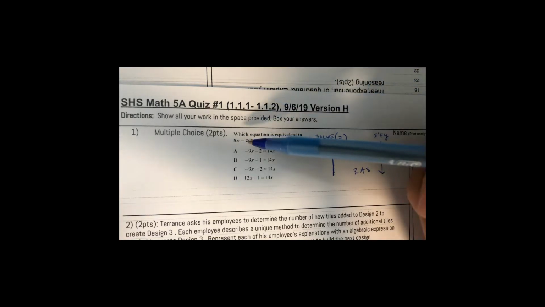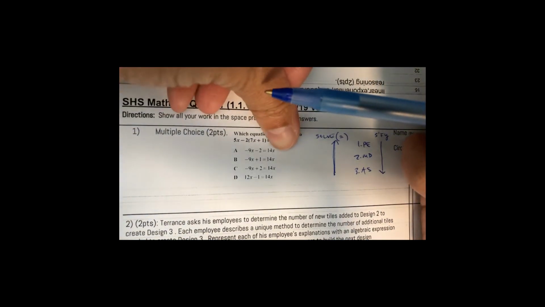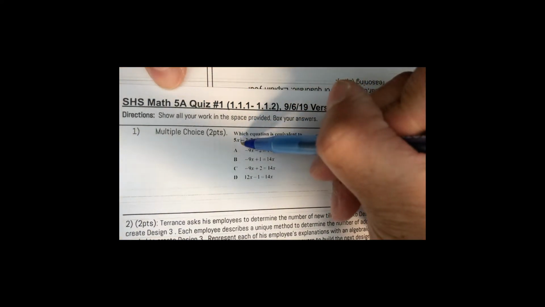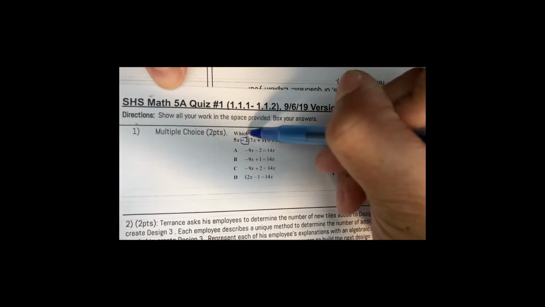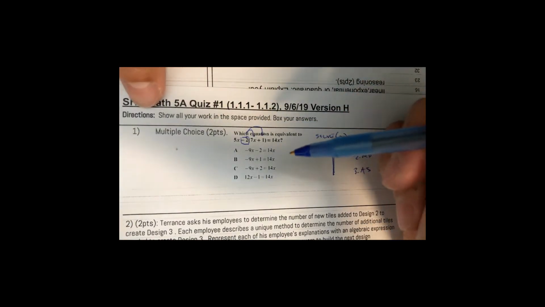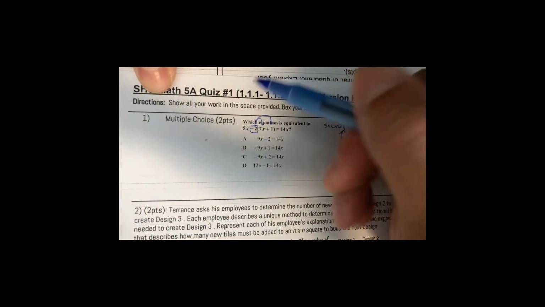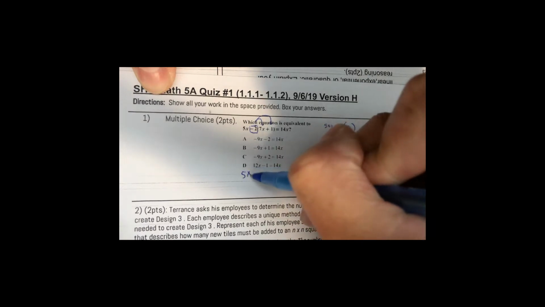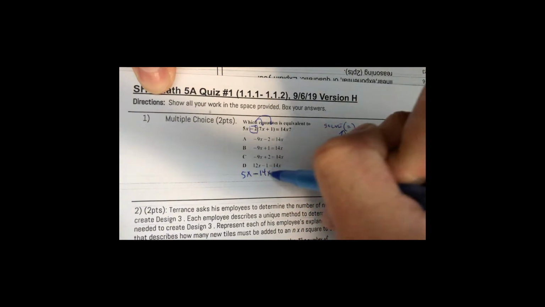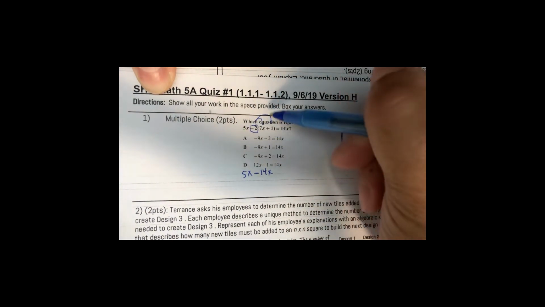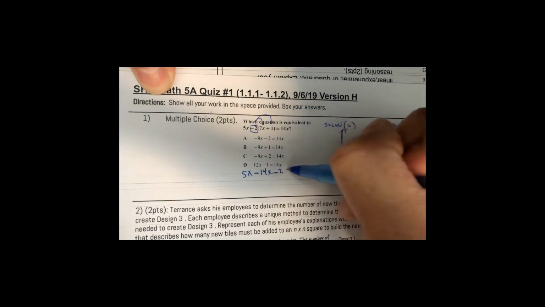So we're just simplifying here. Just pretend the 14x is not there. What are the math steps you can do next? This negative 2 here, you're going to distribute. If I distribute there, I get 5x minus 14x, so negative 2 times 7x, and negative 2 times 1 is negative 2.